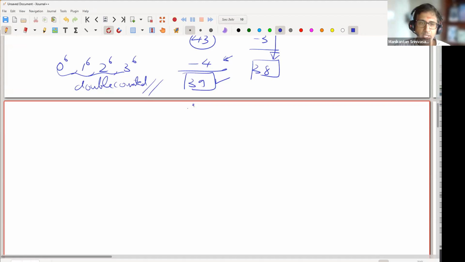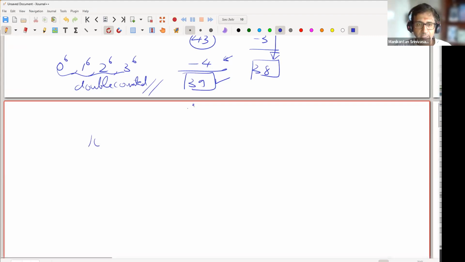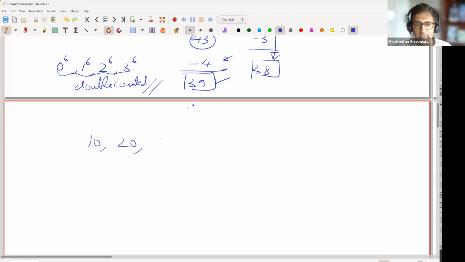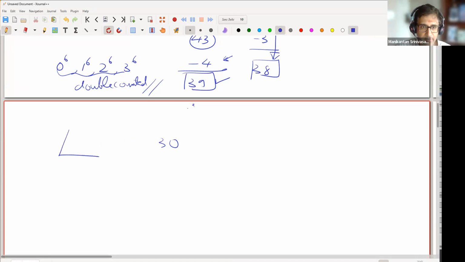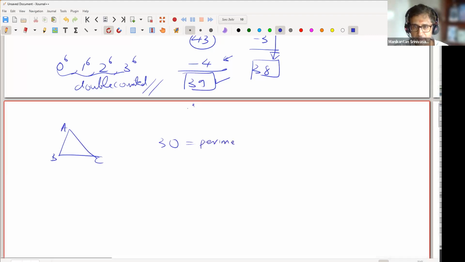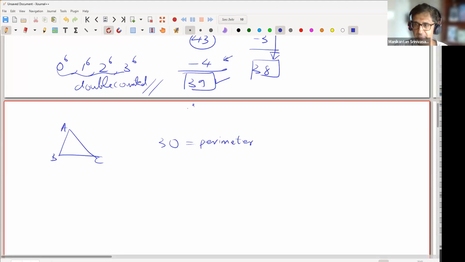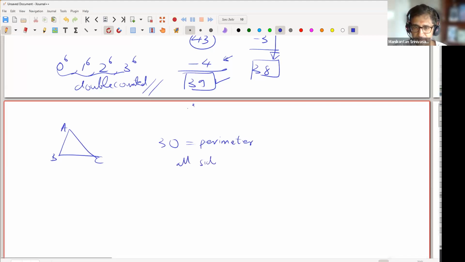Rachit, can I have a triangle with side lengths 10, 20, and 30? No, sir. Why not? Because the two smaller sides have to be strictly greater than the third side. Okay, now I'm going to say there is a triangle ABC whose perimeter is 30. All sides are integers.